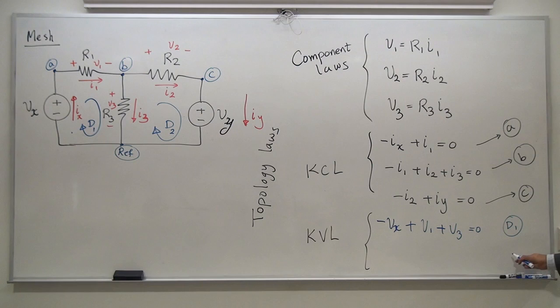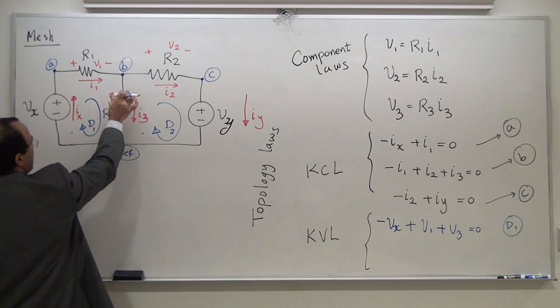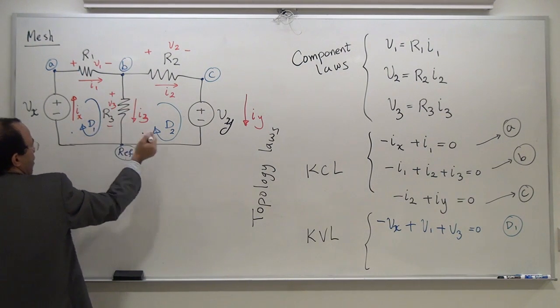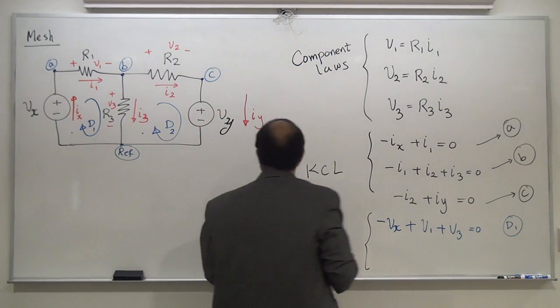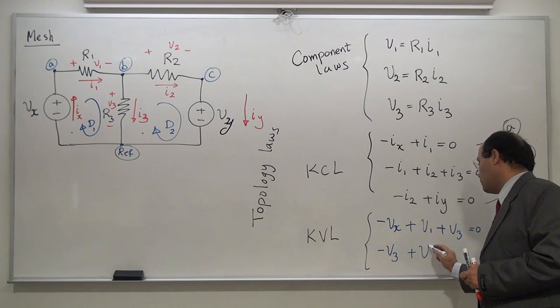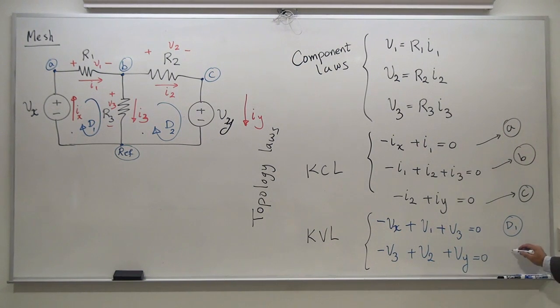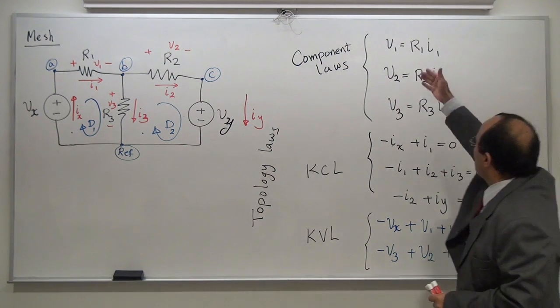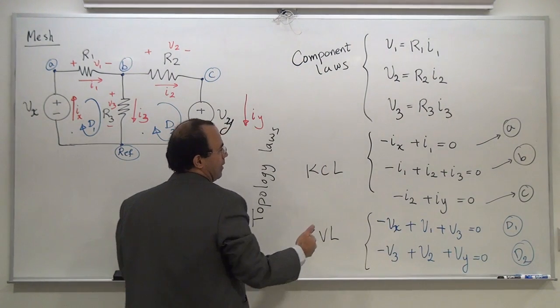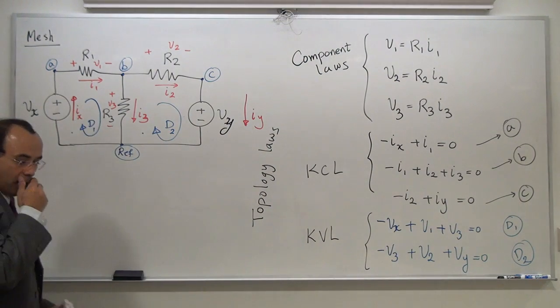Let's go for loop number 2. Let's begin, for example, from this node. Again, this minus plus belongs to the component, so you can see this is plus minus. The arrow comes in, hits the minus sign first, so it's going to be minus V3 plus V2 plus Vy equal to 0. This is going to be loop D2. Now you said 8 unknowns, 8 equations: 3, 5, 3 and 3, 6, 6 and 2, 8. I have 8 equations, 8 unknowns.